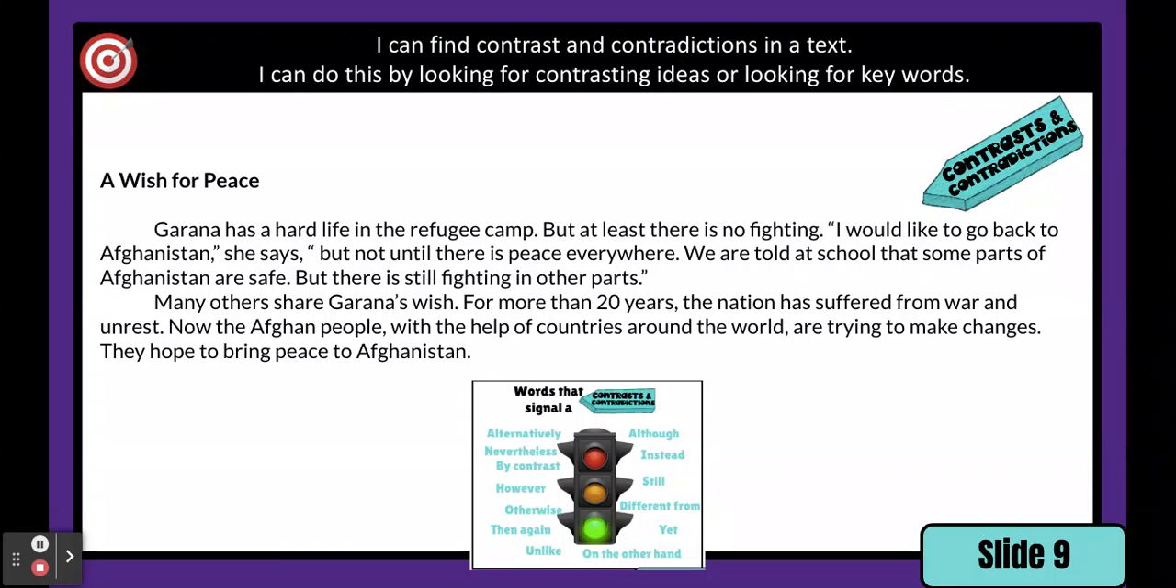Let's keep reading. A wish for peace. Garana has a hard life in the refugee camp, but at least there is no fighting. "I would like to go back to Afghanistan," she says, "but not until there is peace everywhere. We are told at school that some parts of Afghanistan are safe, but there is still fighting in other parts." Many others share Garana's wish. For more than 20 years, the nation has suffered from war and unrest. Now, the Afghan people, with the help of countries around the world, are trying to make changes. They hope to bring peace to Afghanistan.